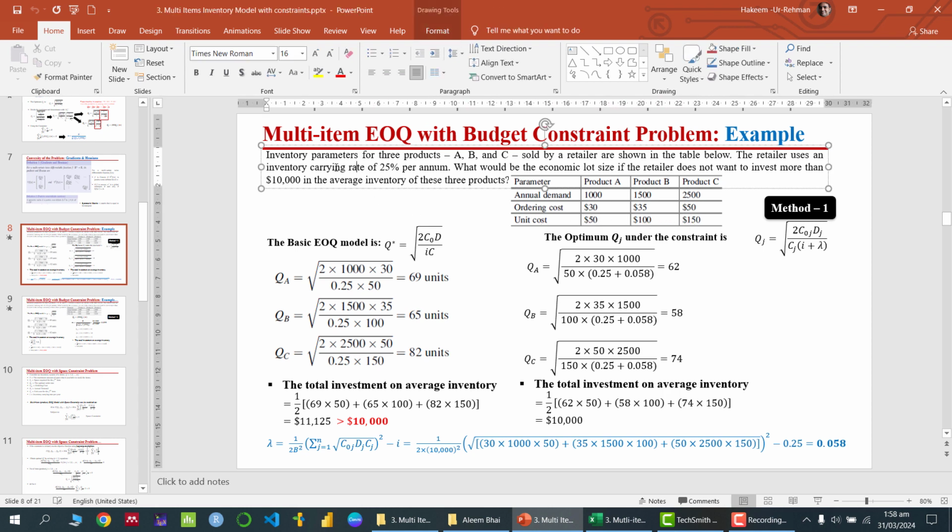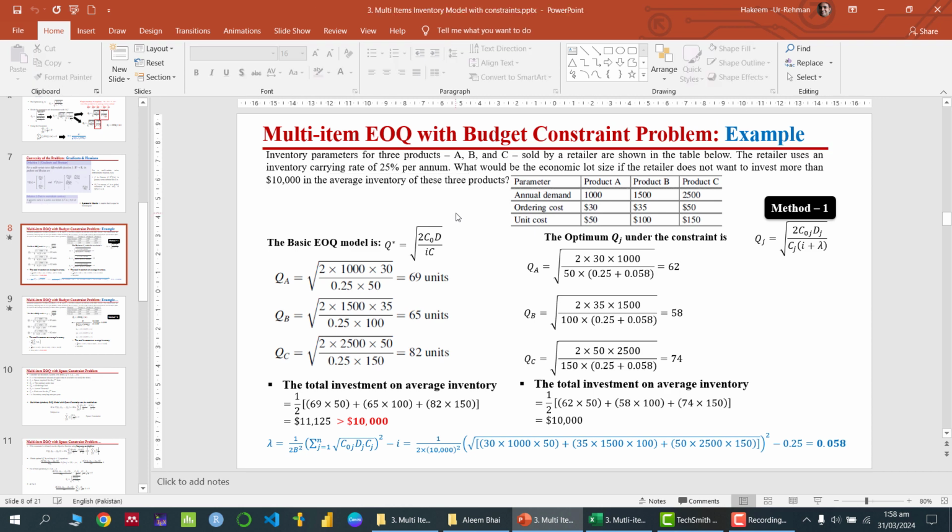It is also telling us the inventory carrying rate per annum, which is basically the interest rate, which is 25%. And the budget is that we do not spend more than $10,000 on the average inventory of these three products.